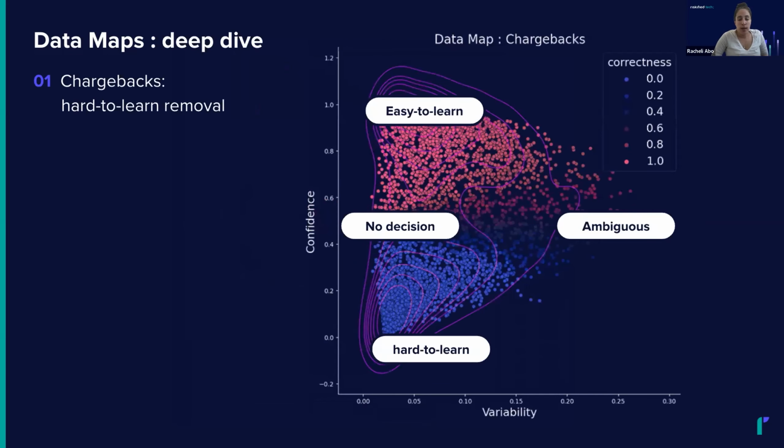First example is for chargebacks. So here we see the same data map, only filtered for the chargebacks population. We see two areas of high density. One is the easy to learn we saw earlier, but the second area is the hard to learn. Recall that the article suggested that hard to learn is correlated with noise. We have decided to test that and sent a sample from this population for manual tagging.